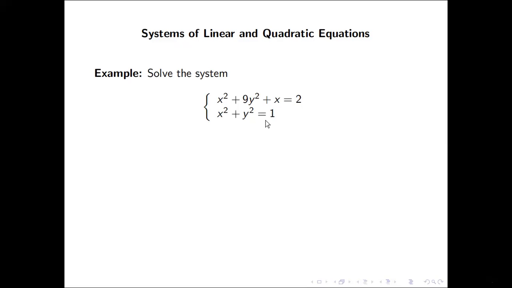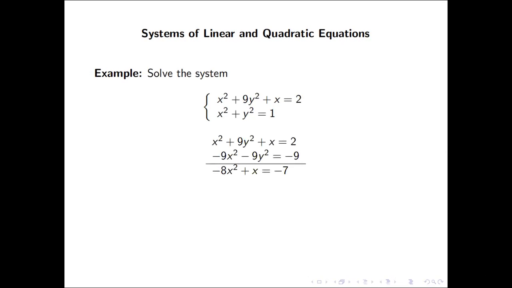Now, the technique that we will be using to solve systems of nonlinear equations is the method of elimination, where you multiply one equation by a constant and add it to the other equation so that one of the variables gets eliminated. Thus, what remains is an equation in a single variable. So let's see that here.